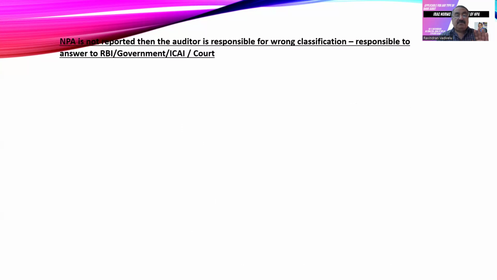Now the next point is, if an NPA is not reported, if it is not properly classified, or there is wrong classification or non-classification, then the auditors, the chartered accountants, will be responsible to answer the Reserve Bank of India, Government of India, then ICAI and court, or even the regulatory authorities. So please be careful with reference to NPA classification. And for this, I request you to go through the sanction letter very carefully.